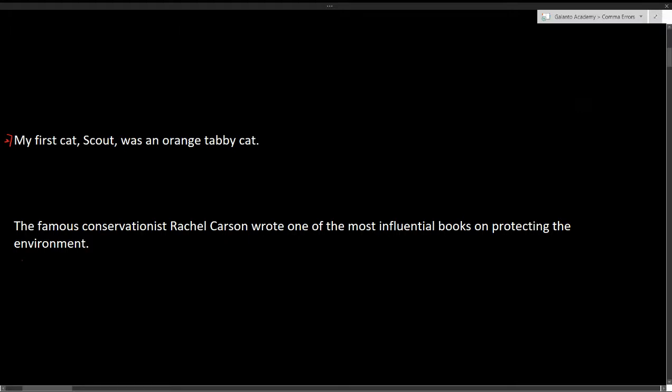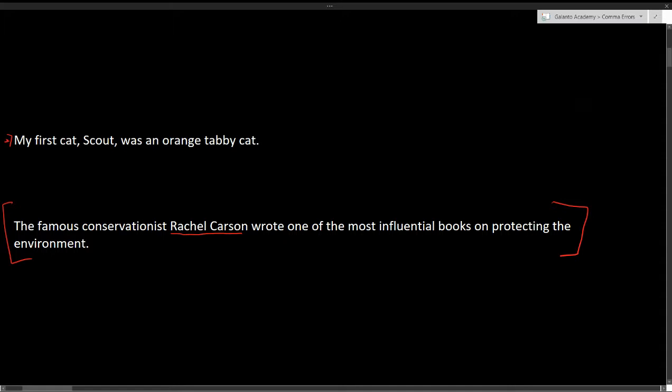Now, let's look at this sentence. This is going to show an example of an essential appositive. The famous conservationist Rachel Carson wrote one of the most influential books on protecting the environment. So here, our appositive is Rachel Carson. The famous conservationist Rachel Carson wrote one of the most influential books.